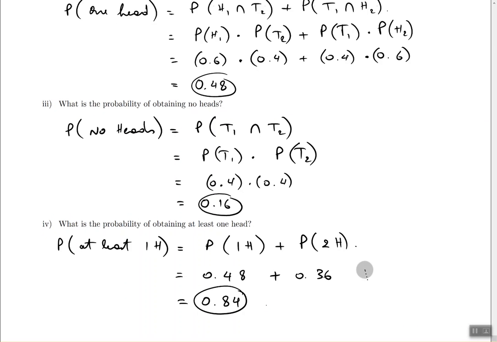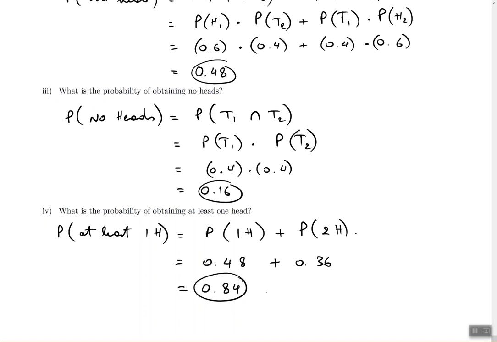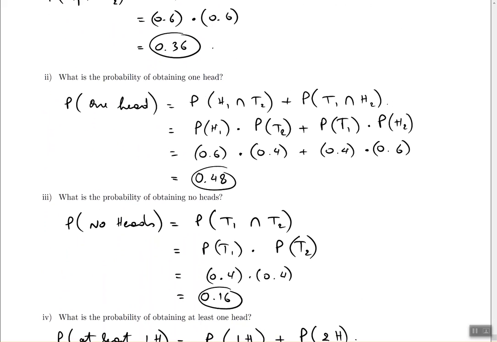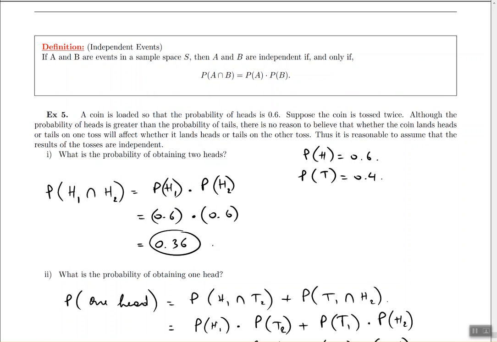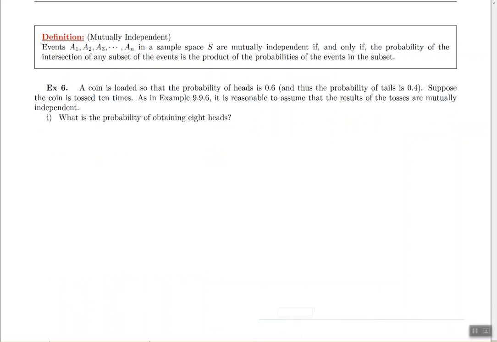Okay, another way to calculate this is to use the difference rule and say that it's 1 minus the probability of getting 2 tails. And that would work as well. If you want to do it that way, that's fine. But again, this illustrates the concept of having independent events. The final definition here talks about mutually independent events, and so this basically is the same concept as independent events, but in this case we're allowed to have multiple events, not just 2 of them.